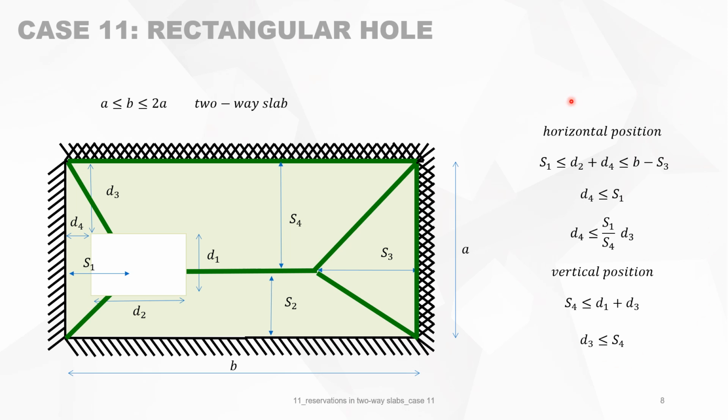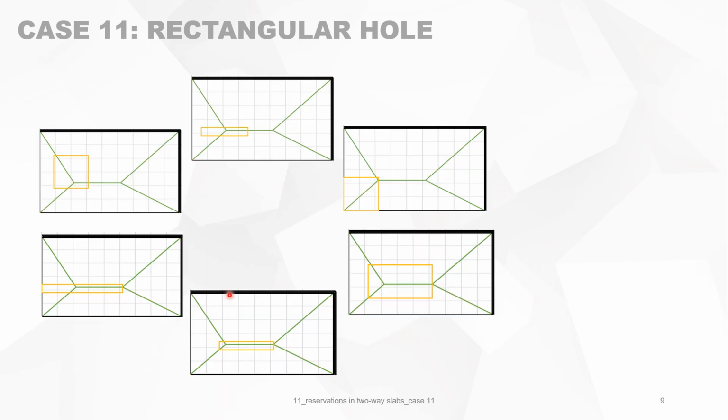Now, by using those conditions, we have defined a typical reservation case 11. Now let's look at this reservation case 11 with different examples. When you vary the parameters D1, D2, D3, and D4, you can have different conditions like this, or in the corner, or like that. So it gives you an idea what the case 11 reservation is.